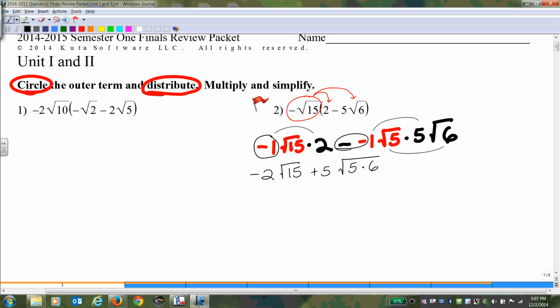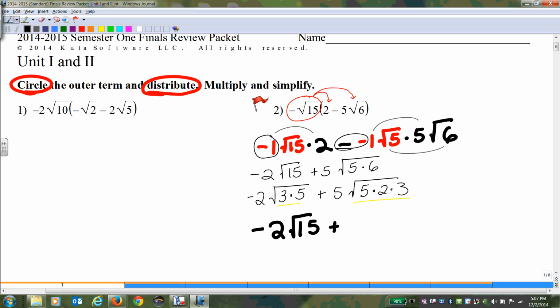Now you look to see if you can pull anything out. This is negative 2 square root of 3 times 5 plus 5 square root of 5 times 2 times 3. If you look carefully, there's no dates whatsoever in there. So it stays negative 2 square root of 15 plus 5 square root of 30, and you are done.